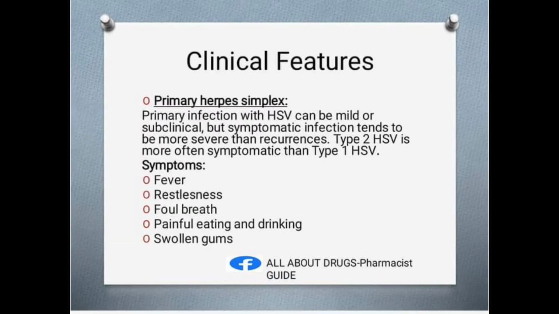Clinical features of primary herpes simplex: primary infection with herpes simplex virus can be mild or subclinical, but symptomatic infection tends to be more severe than recurrences. Type 2 HSV is more often symptomatic than type 1 HSV. Symptoms include fever, restlessness, foul breath, painful eating and drinking, and swollen gums.